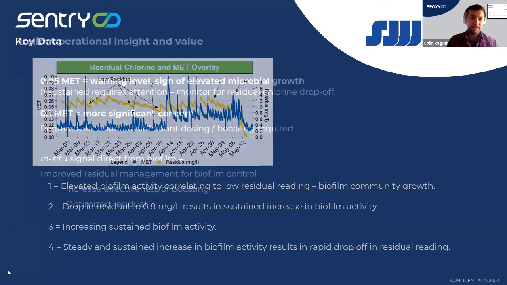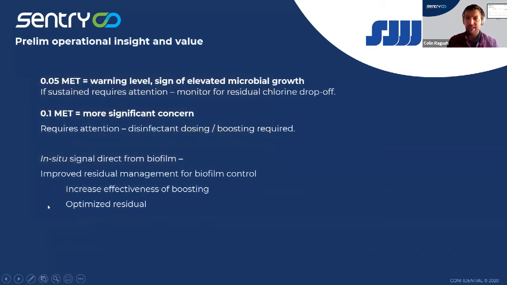So if we move on to the next slide. What we've defined operationally here is that we have really good control of biofilm, and we are able to maintain good residual conditions, when we have activity below 0.05 MET. So we've placed alarms to warn us when this is happening. If we see consistent or regular spikes in activity over this, it's time to start paying close attention to residual drop-offs and maybe start to investigate what is going on. And we know that when we start to see regular spikes above 0.1, we have significant concerns. We probably have an environment that could see a rapid depletion in chlorine, and so it's time to consider preemptive disinfection dosing or boosting.